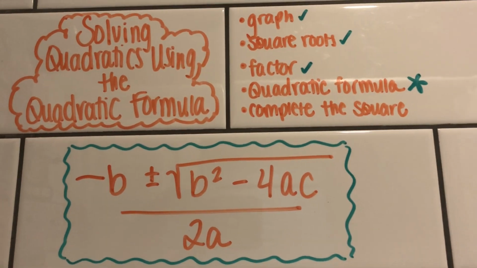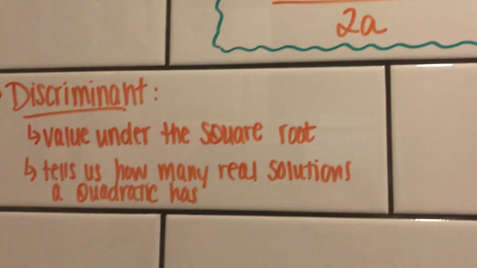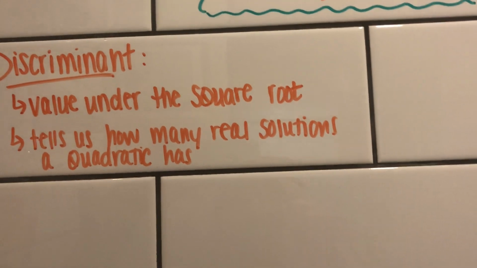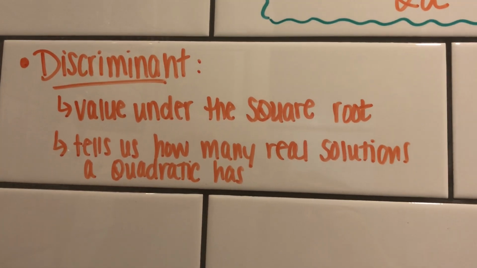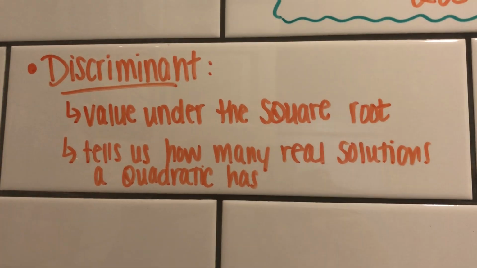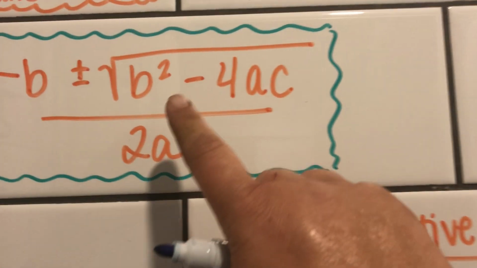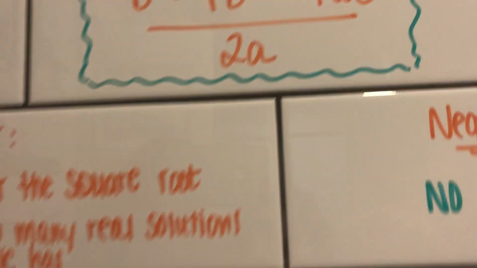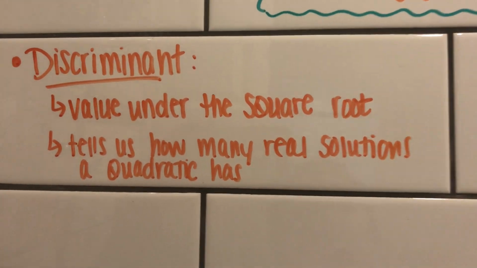So the first thing we're going to talk about real quick today is discriminants. We're going to practice simplifying radical expressions again, just as a refresher for you guys, and then we'll actually do the quadratic formula. So the discriminant is the value that's under the square root in the quadratic formula. When you solve what's under the square root, that tells us how many real solutions a quadratic has, which is really helpful to know.